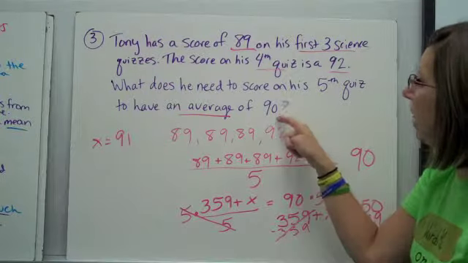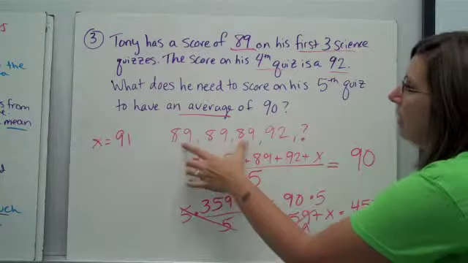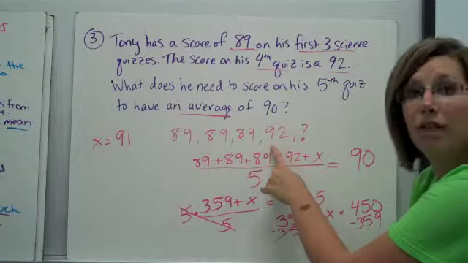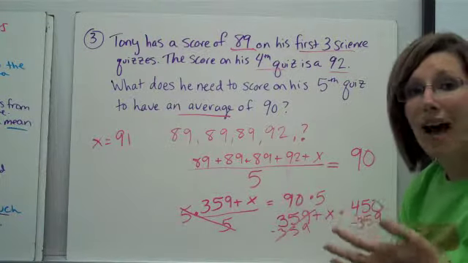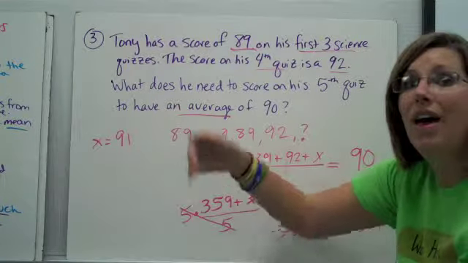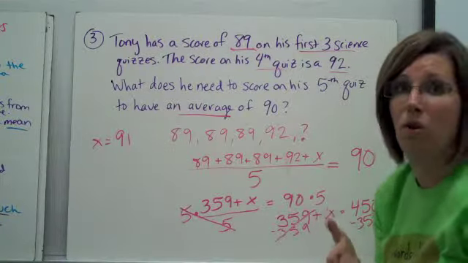He wants an average of 90. So far he's got 3 scores that are lower than 90, 1 score that's above a 90. So for his average to be a 90, he really is going to have to score higher than a 90 to still achieve his goal.